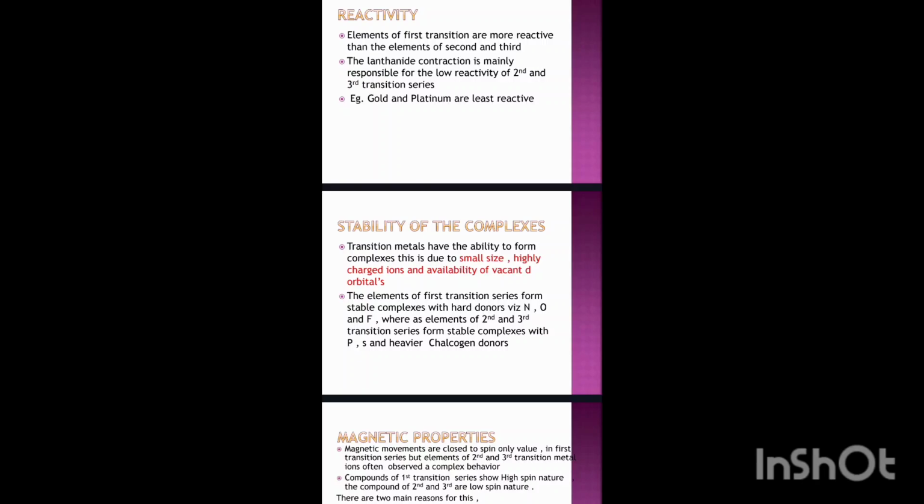Reactivity. The elements of the first transition series are more reactive than the elements of the second and third. The lanthanide contraction is mainly responsible for the low reactivity of the second and third transition series. For example, gold and platinum are least reactive. Stability of the complexes. Transition metals have the ability to form complexes.